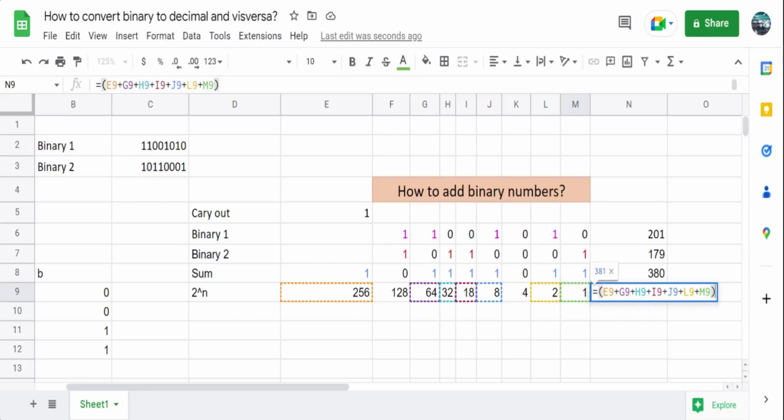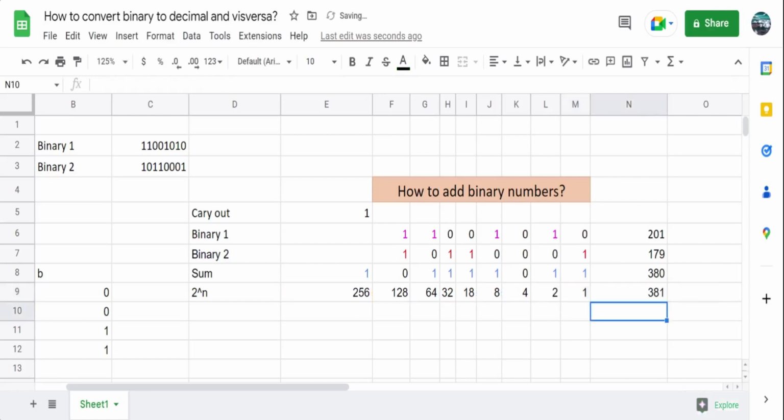Enter. The value must be 380. 380, what? How could this be? I think there is an error. 0 plus 1, 1. 1 plus 0, 1. 0 plus 0, 0. 1 plus 0, 1. 0 plus 1, 1. 0 plus 1, 1. 1 plus 0, 1. 1 plus 1, 0. Carry over, we move to here.